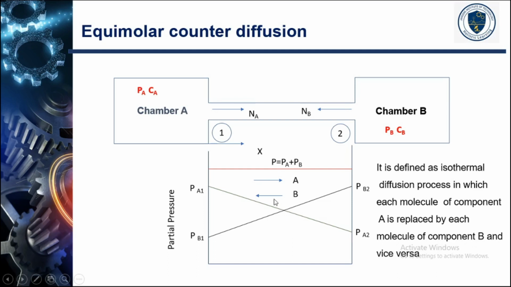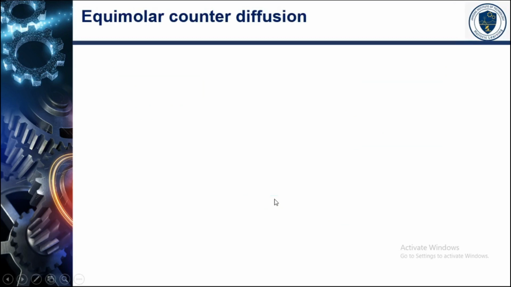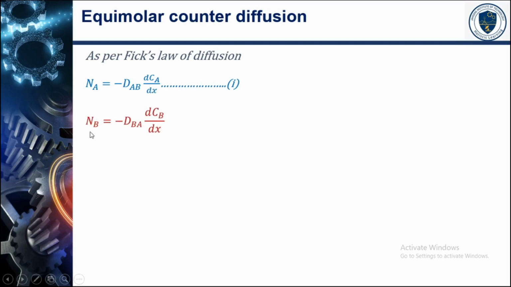Now we have to derive the formula for equimolar counter diffusion. As per Fick's law, the mass transfer of species A is given by Na equal to minus Dab into dCa by dx. Similarly, if you write it for species B, Nb is equal to minus Dba into dCb by dx. For the steady state condition, there is no net mass transfer happening. So during that time, Na plus Nb is equal to 0. Why? Because there is no net mass transfer.